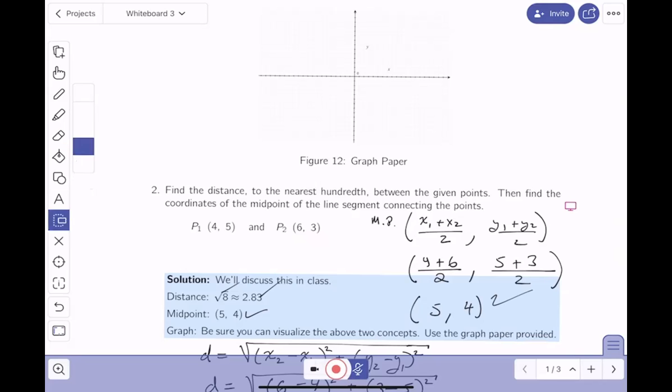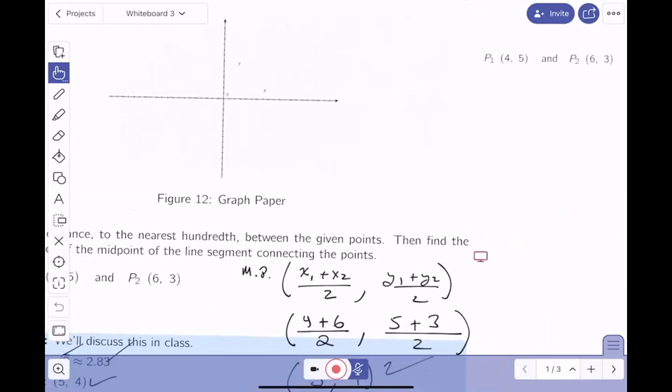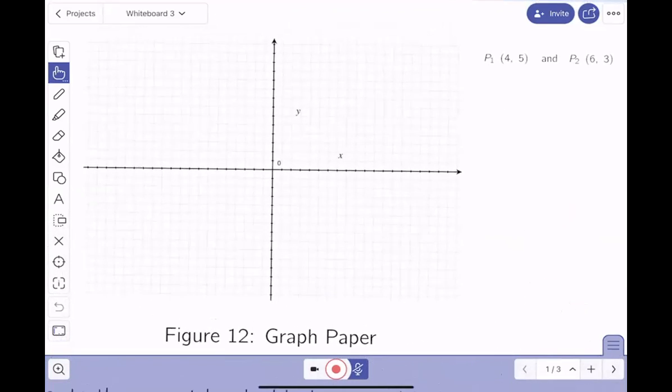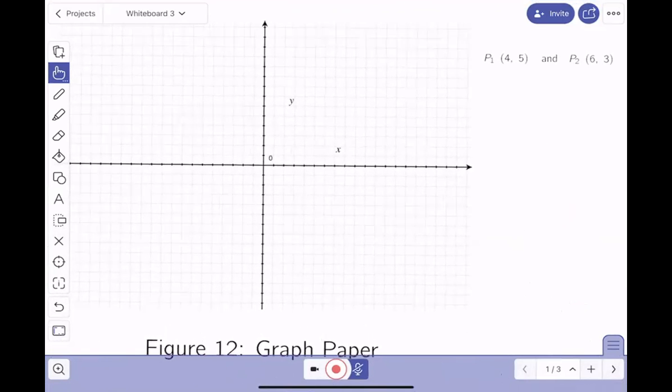By the way, do not feel obligated to do this. You've already answered the question. What I want to do is I want to blow this thing up here. And I want to plot those points. So someone says, where's 4, 5? This point here, P1. You would go over 1, 2, 3, 4, and then up 5. Okay, you get the idea? Let me do that with a red pen. So I'm going to go over 4 and then up 5.